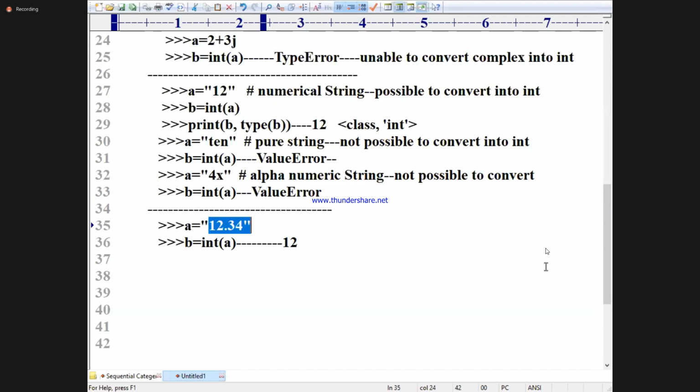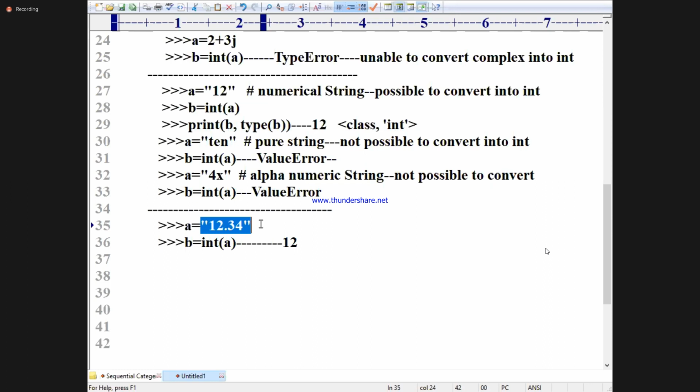How can you answer this? How can you catch this? If I don't address this point, definitely this question will come. Compulsorily this question will come. Improve your intelligence. How? "12" within the double quotes, an int string, can be converted into int. "10" within the double quotes can be converted. A pure string cannot be. "12.34" is a float string. A float string cannot be converted into int because an intermediate stage is there. What is that stage? Float.